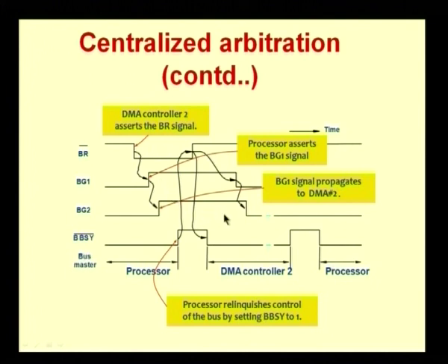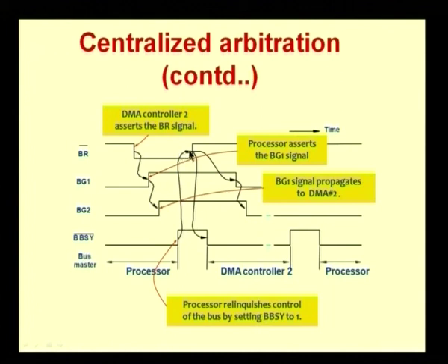Now you can see that over here the bus busy signal is becoming high, that is, from 0 it goes to 1, indicating that the bus is now released by the processor. Up to this point it is the processor that has access to the bus, which means it is the bus master, and now it is relinquishing the bus by freeing the bus busy signal. As soon as the bus busy signal goes high, DMA controller 2 can take over the bus.